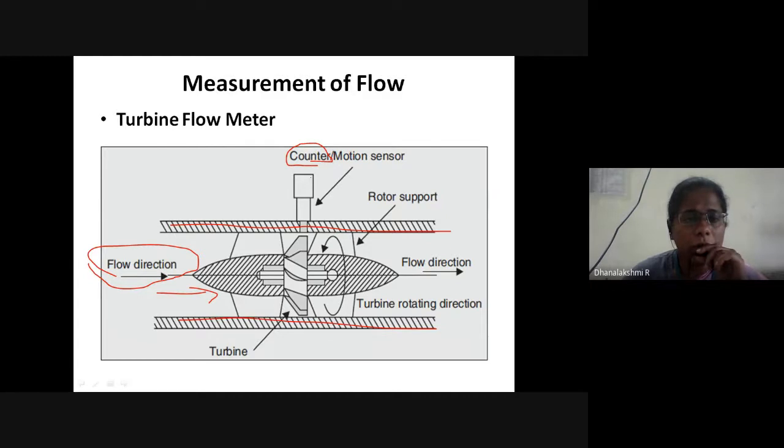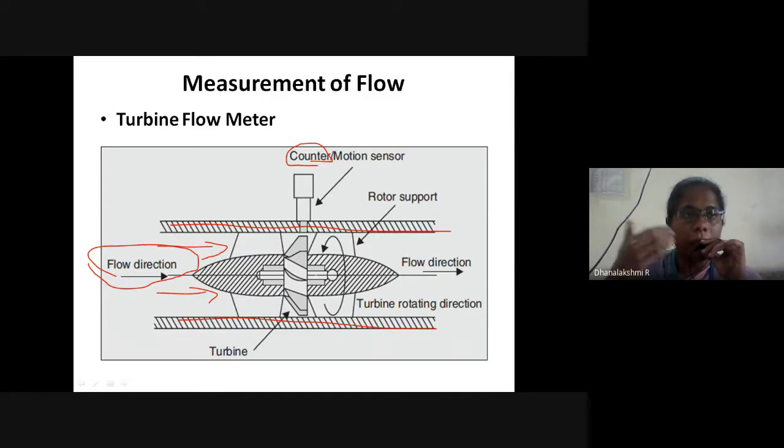Now, the working of this turbine flow meter. Let's say the liquid is flowing from left to right. When the liquid flows in this direction, it hits the blades of the turbine, and thus the turbine starts rotating. As the turbine is rotating, the magnet attached along with the turbine also rotates.